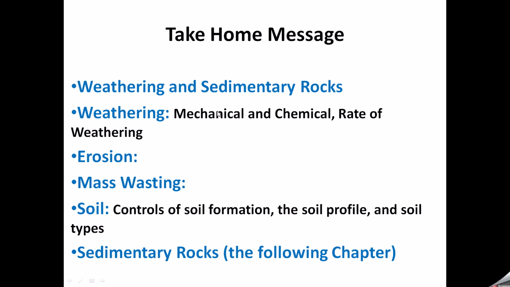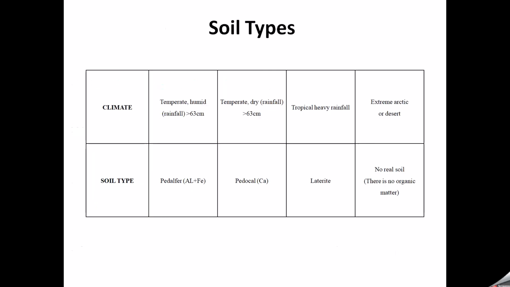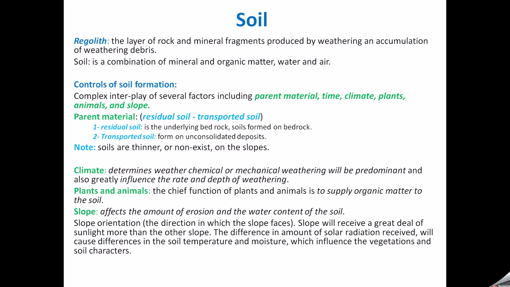Take-home message: we covered weathering and sedimentary rocks, and we saw that weathering is mechanical and chemical, and the rate of weathering. Then we talked about erosion, mass wasting, and then soils, controls of soil formation, the soil profile and soil types, and then sedimentary rocks. As geologists, we talk about soil profiles because they are very important when we study unconformity surfaces that are exposed on the surface. Because soils form on the unconformity surface, and that will help us to define the unconformity surfaces.